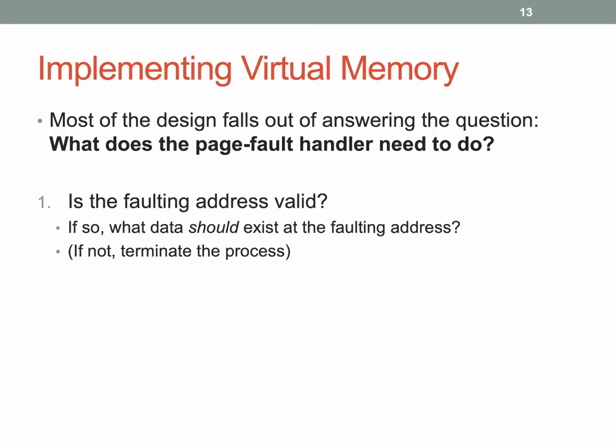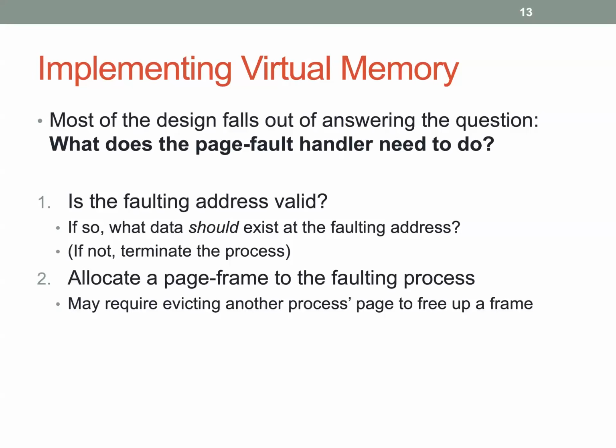So these are the questions you need to answer, and answering those questions generates the design that you need to follow. So is the faulting address valid? And if so, what data should exist at the faulting address? If not, you'd like to be able to say, hey, this is a bad faulting address, so I'm going to just kill the process. Okay? And so this kind of suggests how your supplemental page table should be implemented.